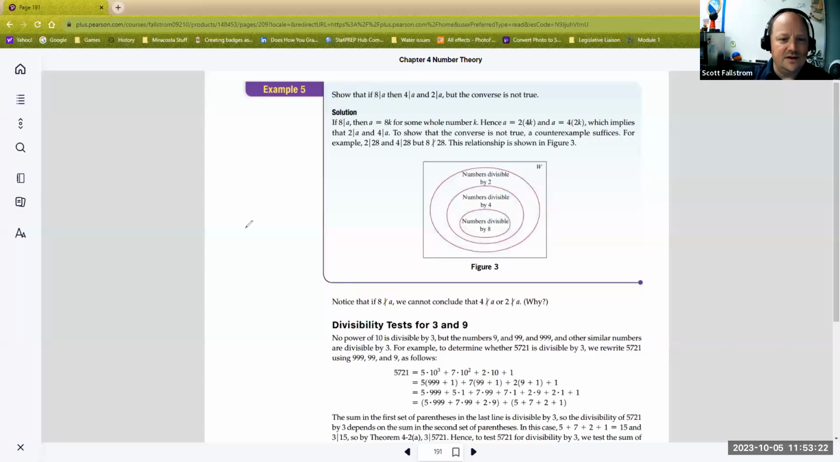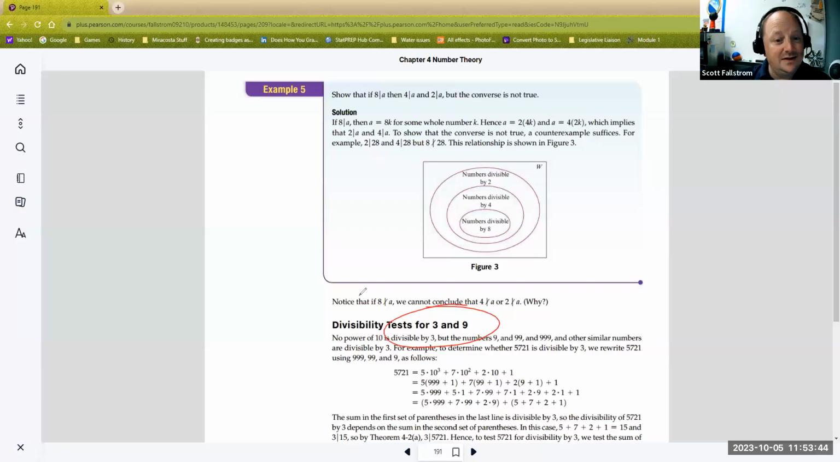Take a look at this with if-then statements like we did back in chapter 2. If a number is divisible by 8, then it must be included in here because it's inside the circle, and it must be included in here. So if 8 divides a number, then 4 divides the number, then 2 divides the number. So you get all those other pieces for free. So that's pretty awesome.